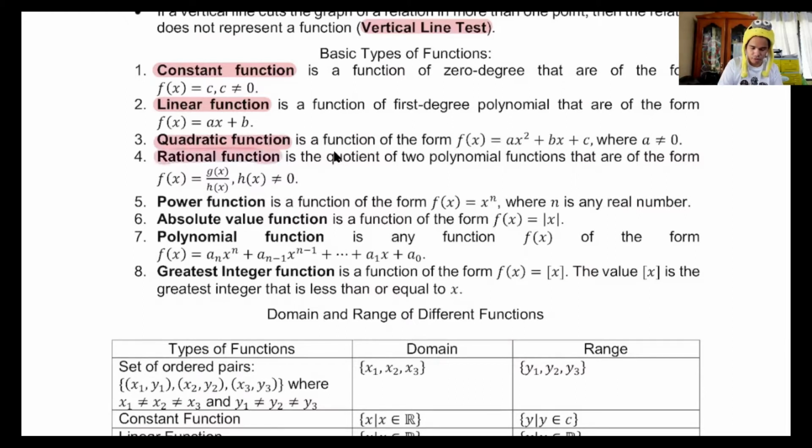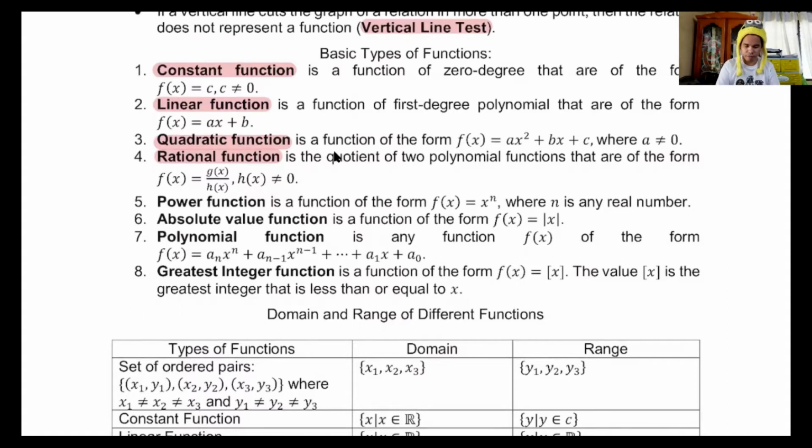Next is rational function. It is the quotient of two polynomial functions that is of the form f of x equals g of x over h of x, where h of x must not be equal to 0. So there is an added condition here. And what do you think is the reason there is a condition that h of x must not be equal to 0? That is because division by 0 is not allowed. So that is why there are conditions like this. If you see a function with a variable in the denominator, then definitely that function is rational.